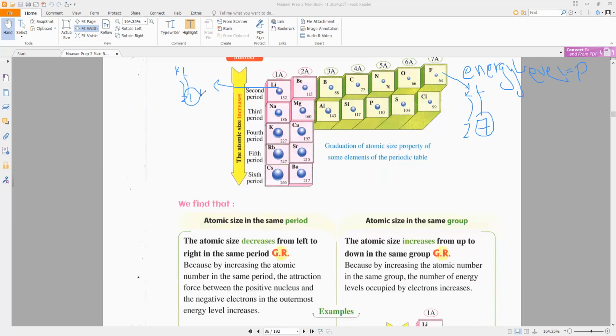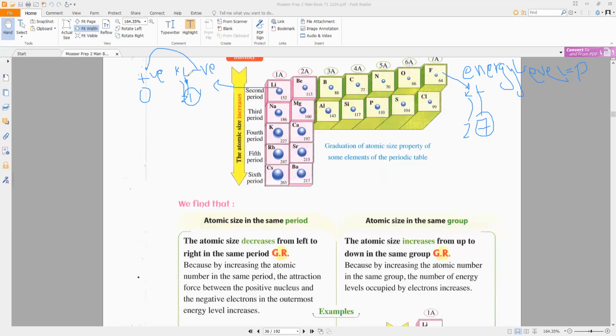How? We studied in grade 7 that the nucleus has positive protons, so the charge of the nucleus is positive, and the electrons in the outermost level have negative charge. So between the positive protons in the nucleus and the electrons in the outermost level, there is an attraction force. In each atom, there is an attraction force between its nucleus and the outermost electrons.